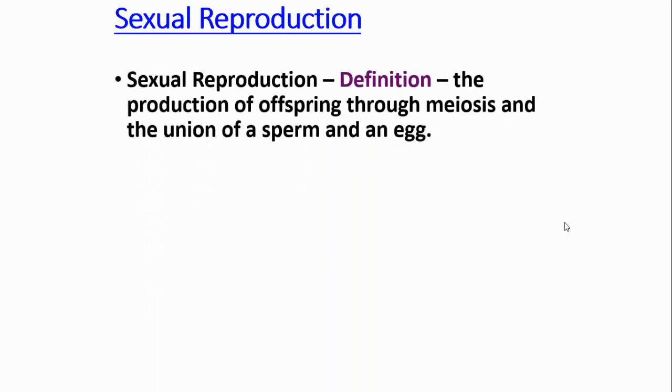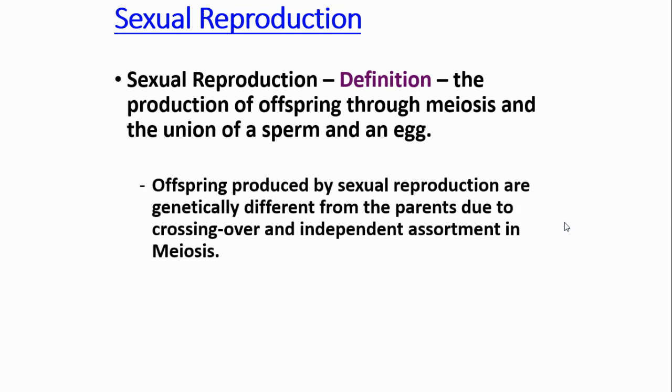Sexual reproduction is the production of offspring through meiosis and the union of a sperm and an egg. Offspring produced by sexual reproduction are genetically different from the parents due to crossing over and independent assortment in meiosis.